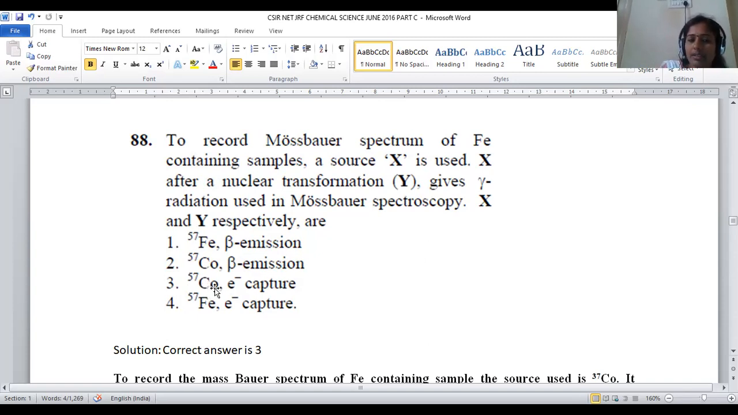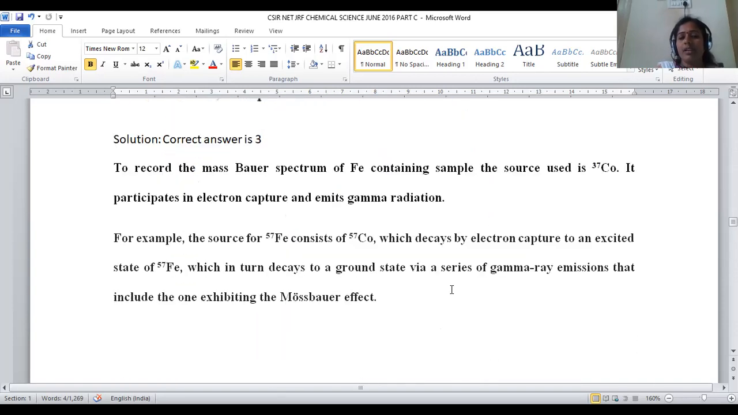Cobalt with atomic number 27 turned into atomic number 26. What is the element with atomic number 26? Iron. Now, the electron does not have any mass, right? So when the electron is accepted by cobalt-57, the mass number remains 57 only. So after getting this iron isotope 57, that is the nuclear transformation. During that reaction, gamma emission is possible.